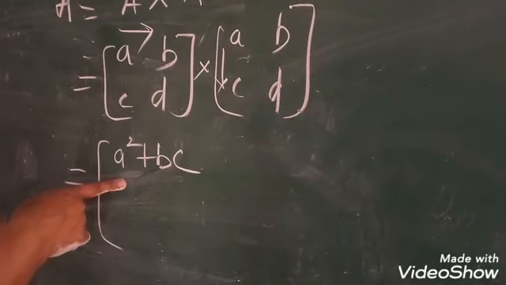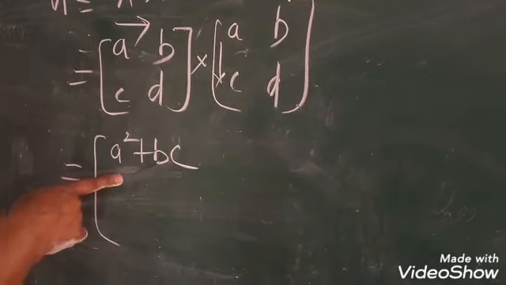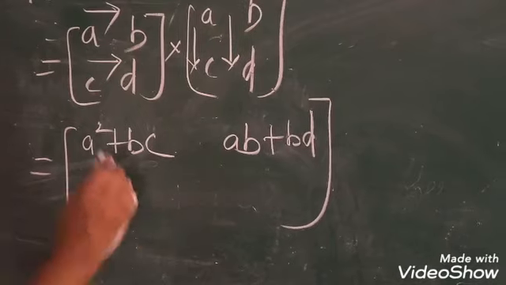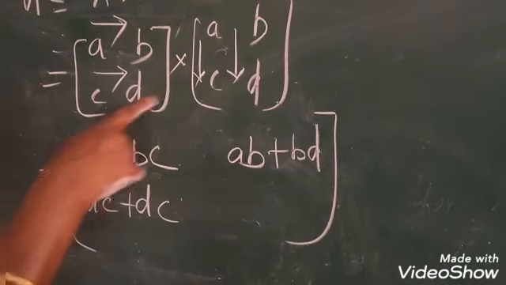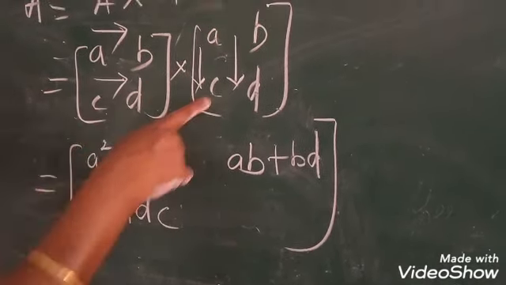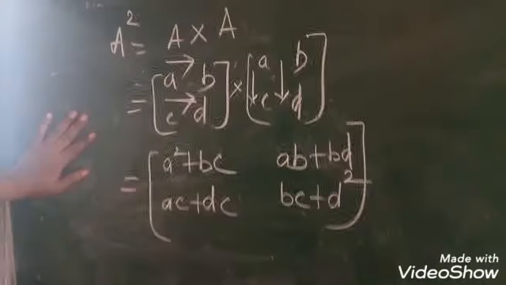Have you all understood the first element? Going to the second element, first row, second element: A into B, AB, then B into D, BD. Okay girls? Then next, second row, first column: AC or CA. Then next, DC. C into A, AC, D into C, DC. Okay, next, second row, second column: C into B, BC. Then D into D, D squared. This is the A squared matrix.